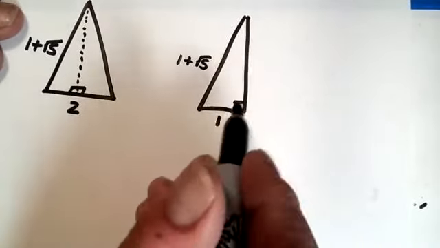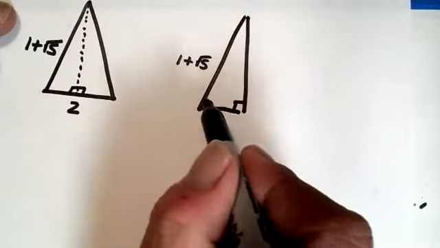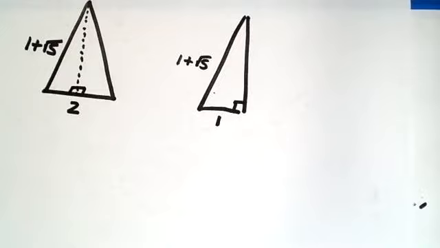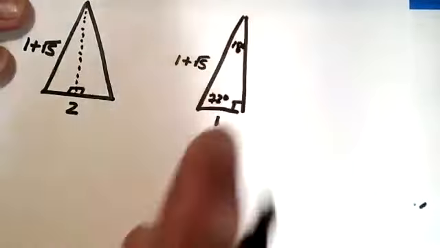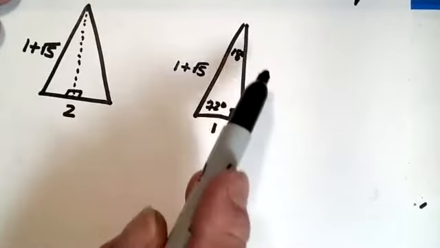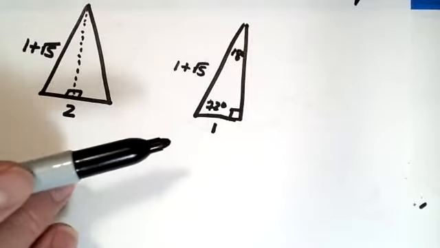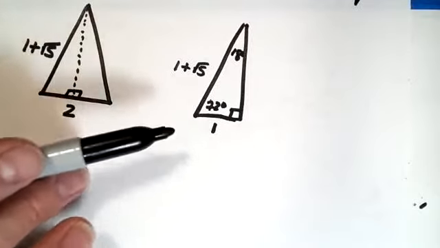Now, this angle is 72 degrees, and this angle is 18. Now we could find what the length of this side is. We'd have to use the Pythagorean theorem, but trust me, it is not pretty. It will have a nested radical in it, a radical inside of a radical. But this is enough to tell us what the cosine of 72 degrees is, right? Or alternatively, the sine of 18.